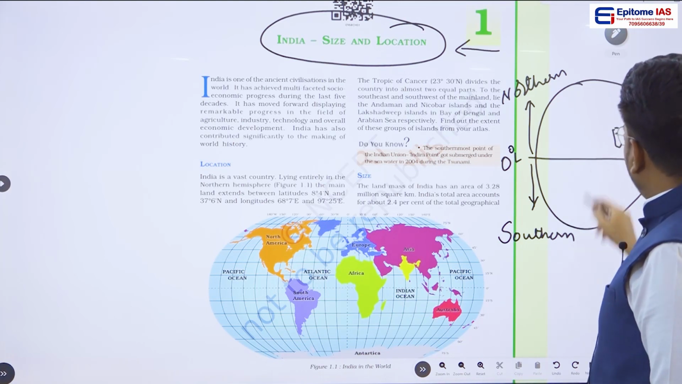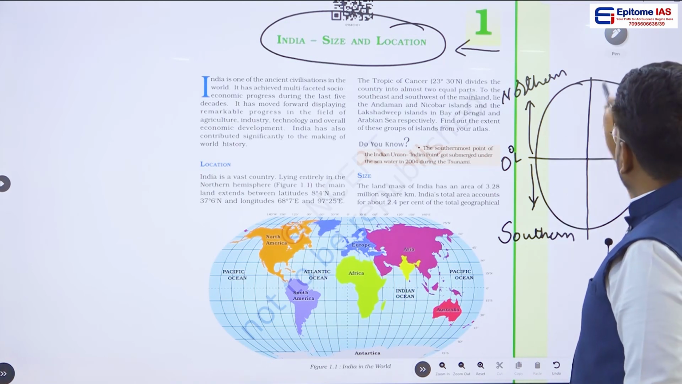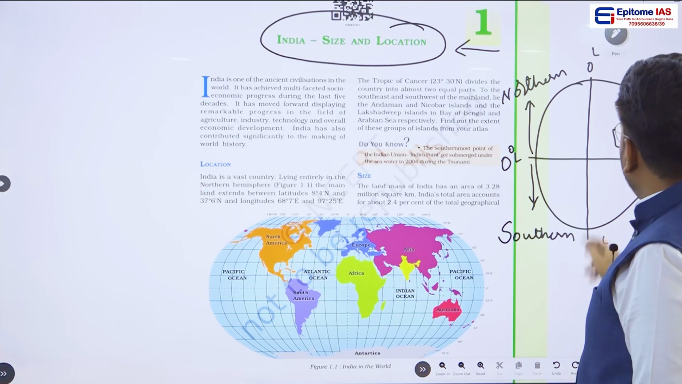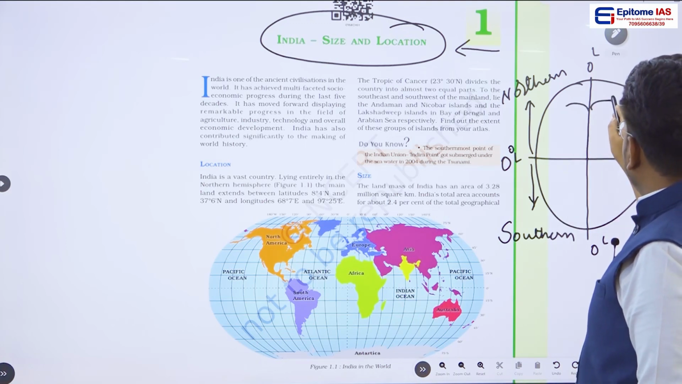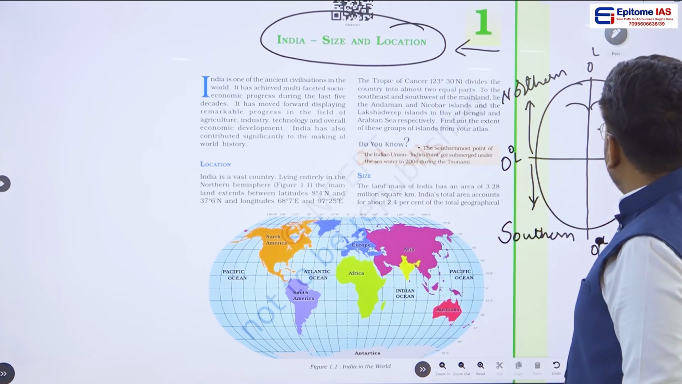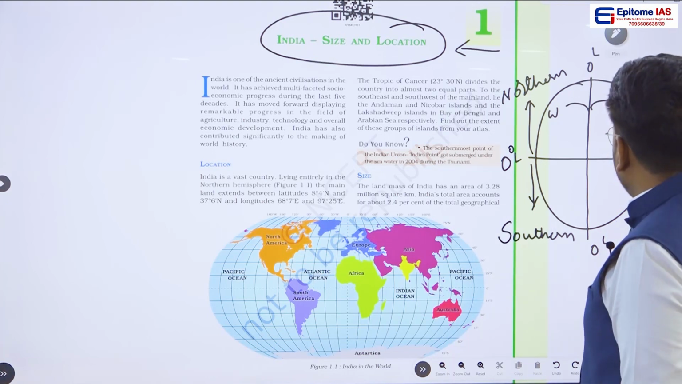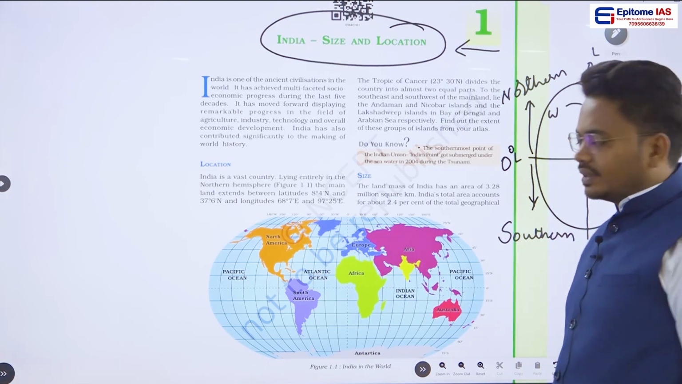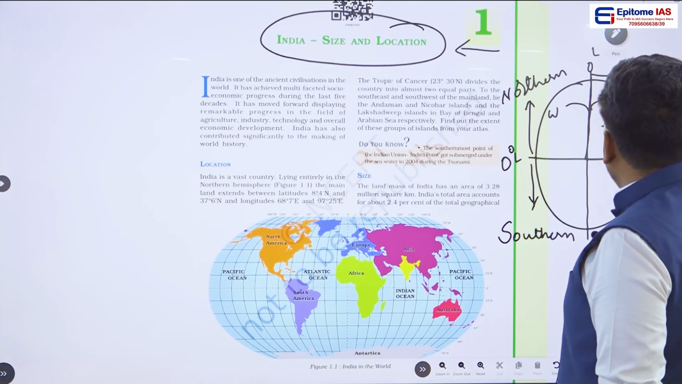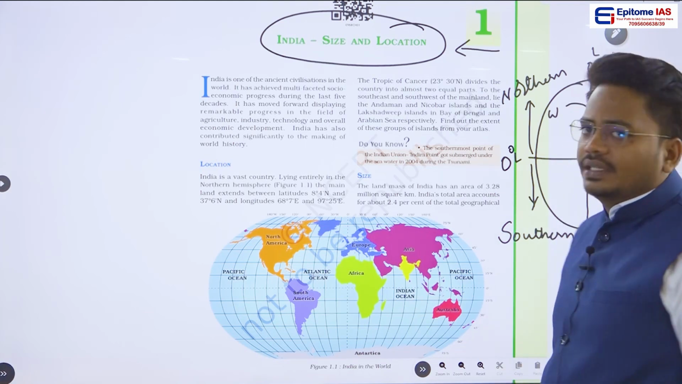If you see the location of India as per these hemispheres, India is located in the northern hemisphere, somewhere here. And if you see the prime meridian, which is 0 degrees longitude, towards the east of this longitude we call it the eastern hemisphere, and towards the west of this longitude we call it the western hemisphere. So now we can come to a conclusion that India is in the northern hemisphere and the eastern part of this 0 degree longitude.